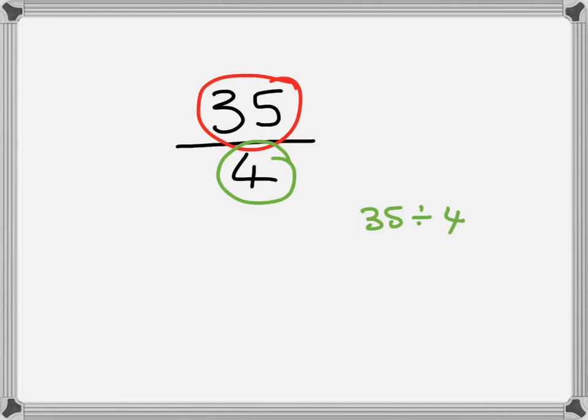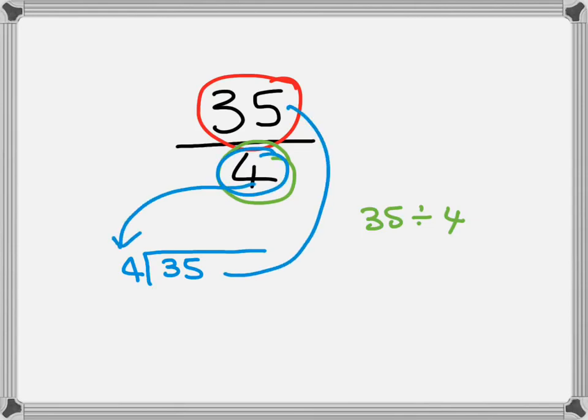Now, we know because you have done long division with me in the series. Let's quickly do a long division. We're going to put 4 on the outside and 35 on the inside. Okay? And let's see what the answer is. We're going to write it as a fraction.